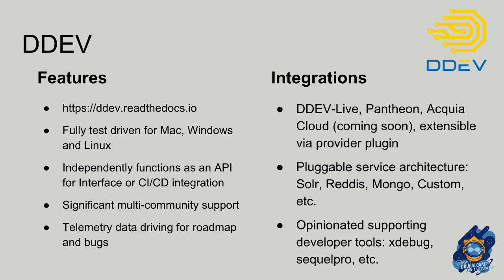fully test-driven for Mac, Windows, and Linux. We run test suites on everything that we do. Every single pull request goes through Mac, Windows, and Linux testing so that we know that it's working. We consider Windows to be a first-class citizen. We consider Mac to be a first-class citizen, and we consider Linux to be a first-class citizen. Obviously, Linux is better than the rest. But the other two are more widely used.